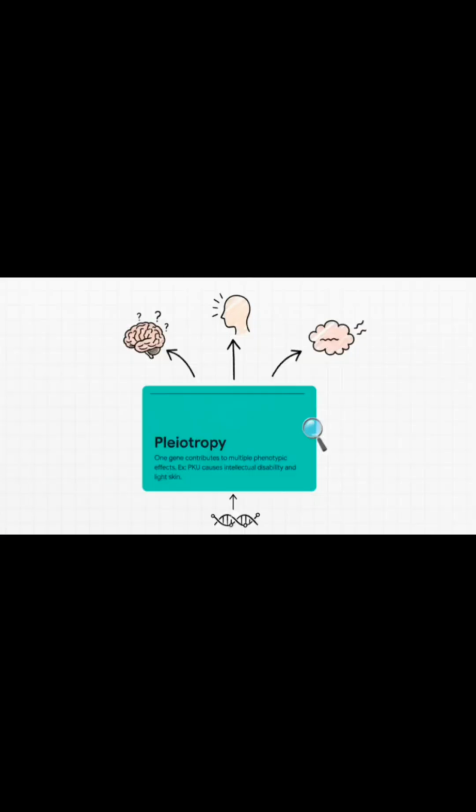Okay, let's start with a big one, pleiotropy. All this means is that one single bad gene can cause a whole bunch of different seemingly random problems. The classic example they love for the boards is PKU. You've got one gene defect, but it causes this whole constellation of symptoms. Intellectual disability, really fair skin, and that unique musty body odor. So when a question gives you a patient with a bunch of weirdly unrelated symptoms, a little light bulb should go off in your head that says, this could be pleiotropy.